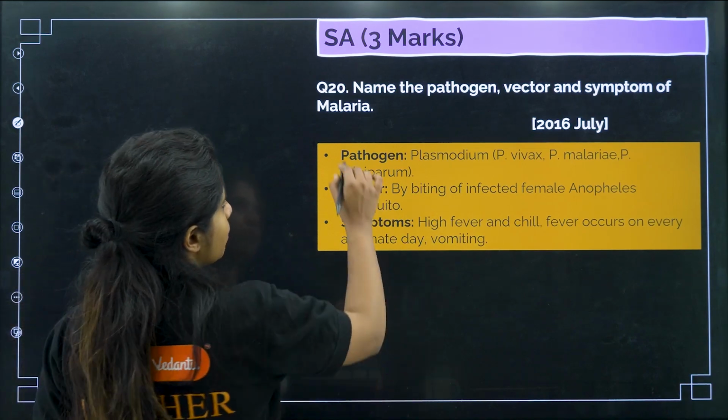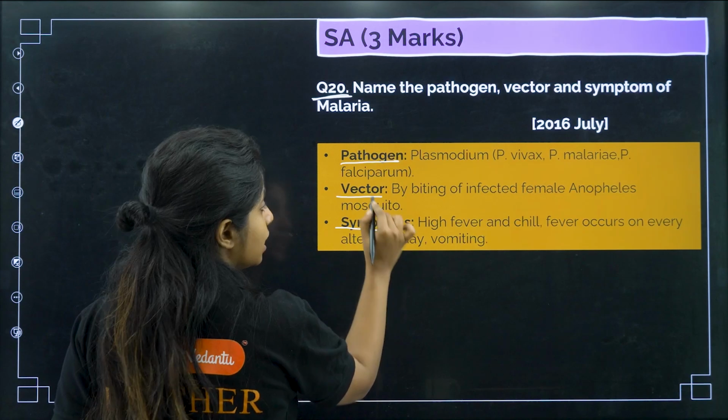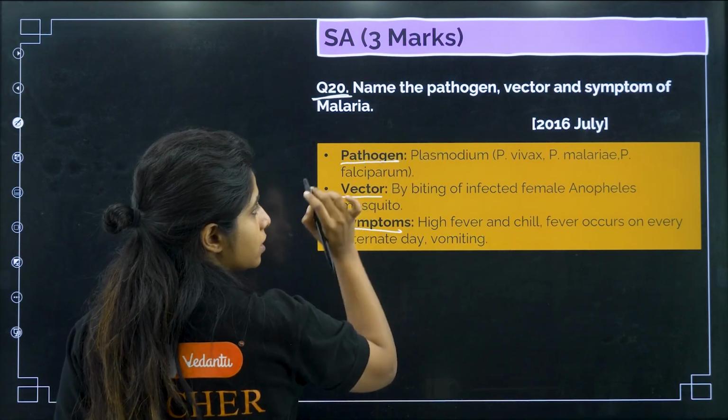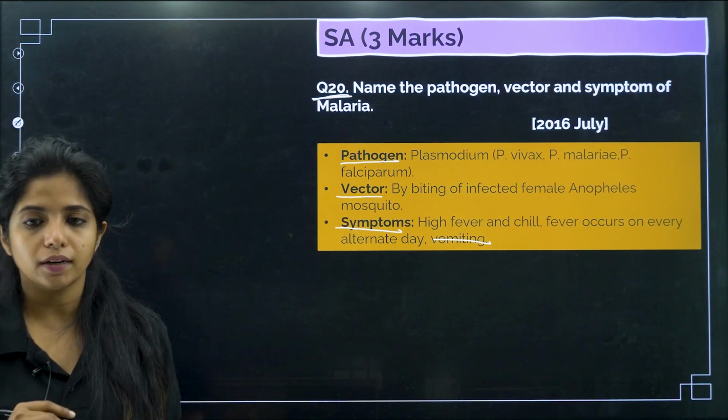Okay. So please remember, it's a very important thing how you have to frame your answer. You see, in points I have written the pathogen like this, then the vector, then the symptom. Vomiting is not given in your NCERT, so don't go behind it.